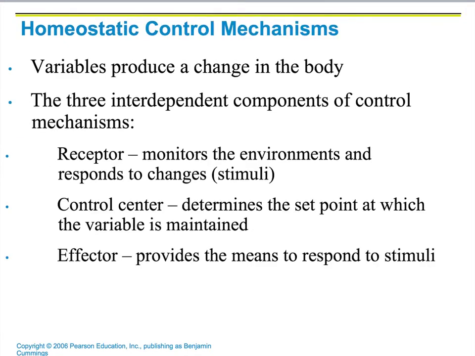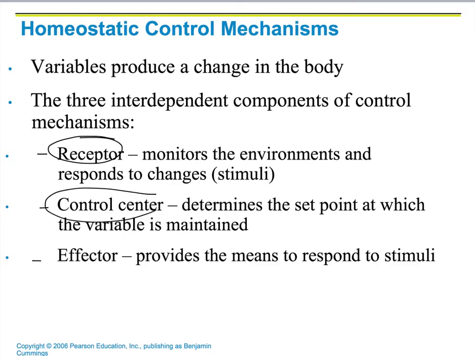So what are homeostatic control mechanisms? Any variable that produces a change in the body is going to have these three things responding to it. You have the receptor, and this monitors the environment. So this is your nervous system or any other sensations. Glands can even be receptors picking up on stimuli.